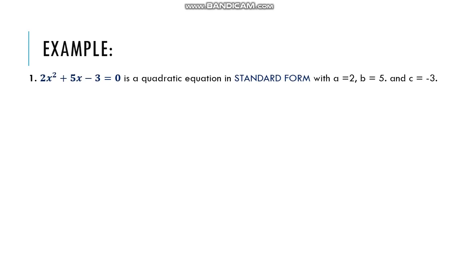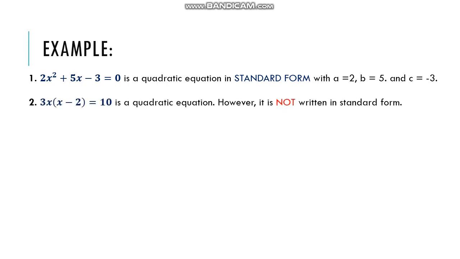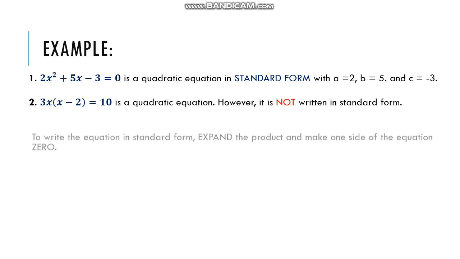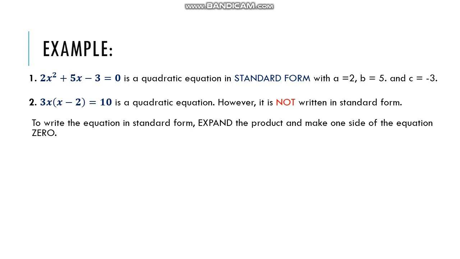Let's have an example. 2x² + 5x - 3 = 0. This is a quadratic equation in standard form, with a = 2, b = 5, and c = -3. Let's try another example. 3x(x - 2) = 10 is a quadratic equation. However, it is not written in standard form. To write the equation in standard form, expand the product and make one side of the equation 0.